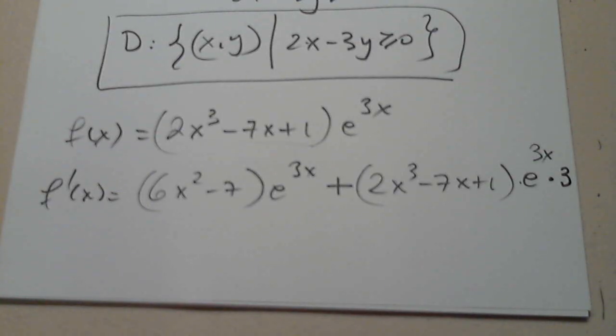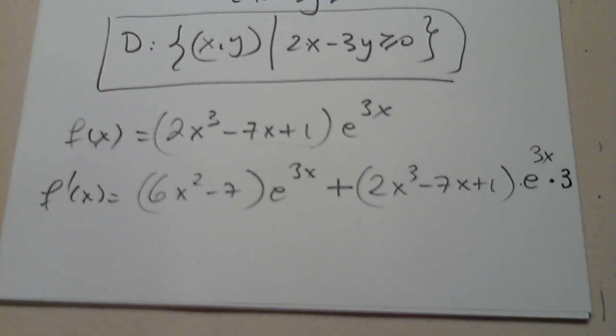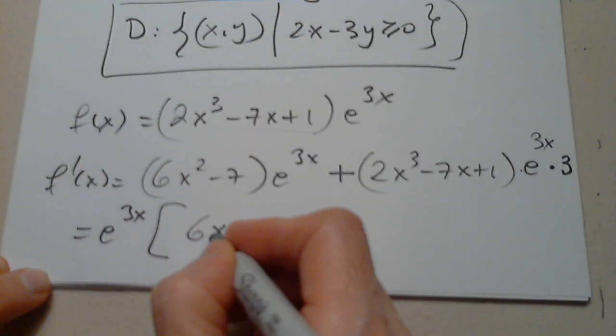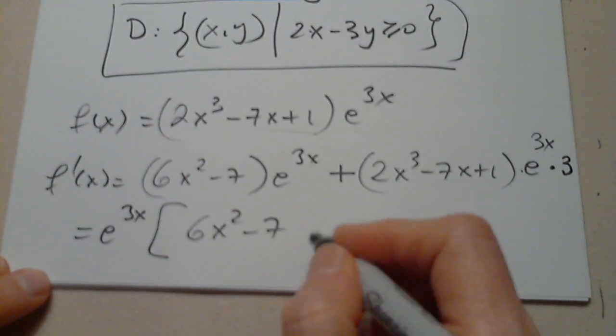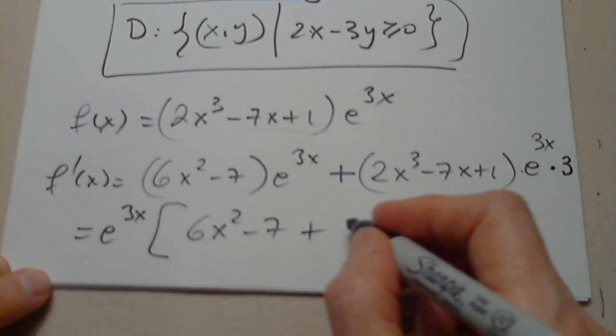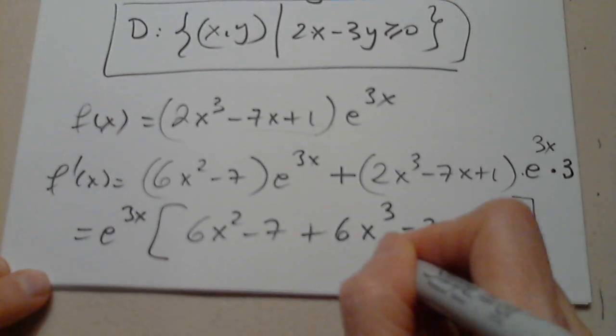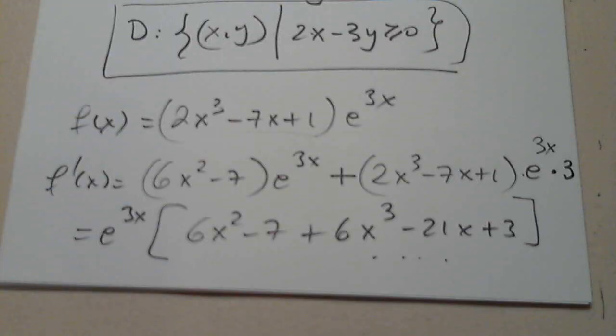It would be nice if you would factor out e to 3x and combine like terms. So that would be the nicest thing to do. So e to 3x, and then 6x squared minus 7 plus, don't forget to multiply by 3, 6x to the third minus 21x plus 3. And combine like terms. So this would be nice, to realize that both terms have e to 3x in common, and factor that out and simplify.